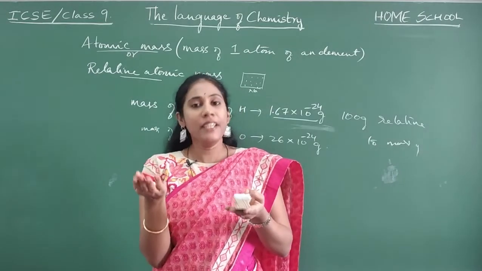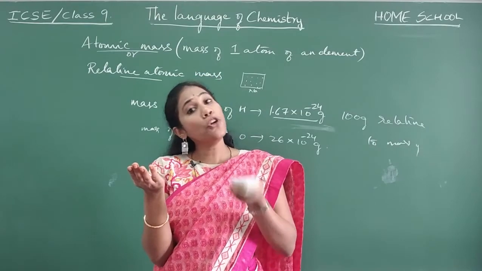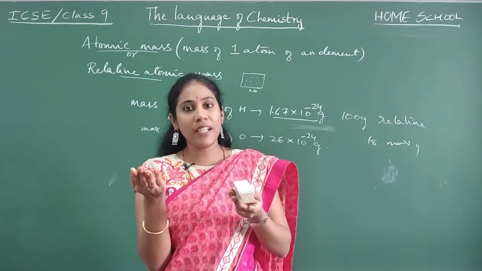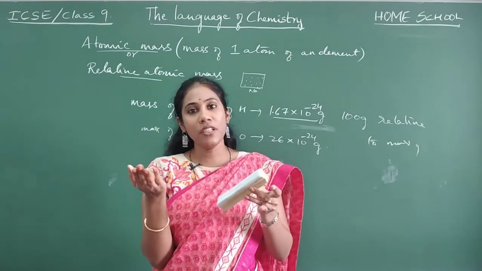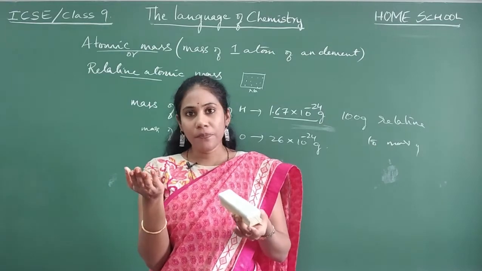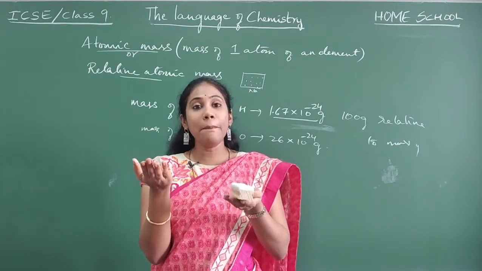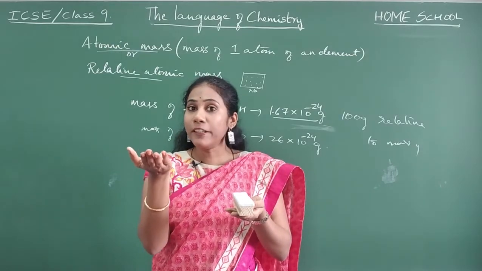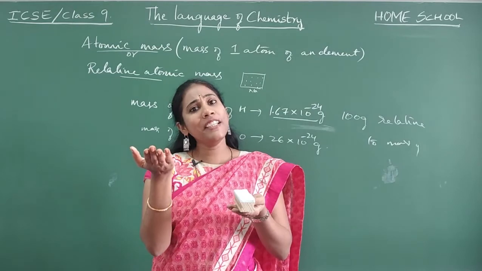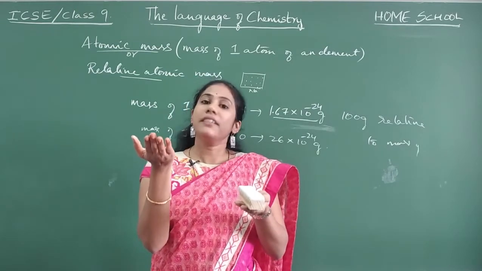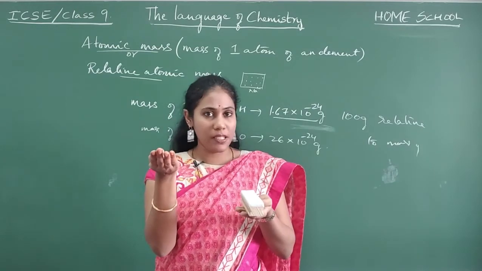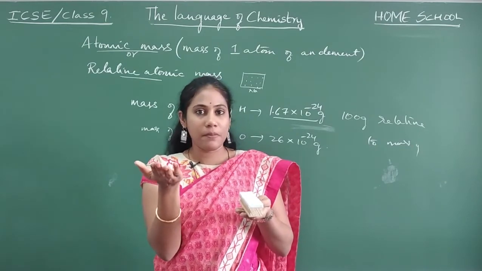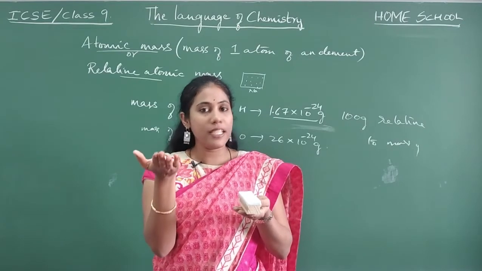Say anyway, if you want to know the mass of this duster, that is the weight of this duster, there are two ways. One is you will keep the duster on a weighing machine and you will find the exact value. And the other way is I can compare the weight of this duster with the weight of a chalk piece, and I can give you the approximate weight of a duster with respect to a chalk piece. Yes or no? Say for example, this chalk piece weight is 5 grams. Suppose the chalk piece's weight is 5 grams.